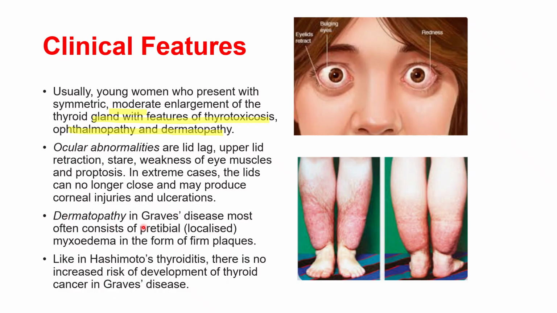Next is dermatopathy in Graves' disease. Most often consists of pretibial localized myxedema in the form of firm plaques. So this second picture shows dermatopathy in Graves' disease. Like in Hashimoto's thyroiditis, there is no increased risk of development of thyroid cancer in Graves' disease.